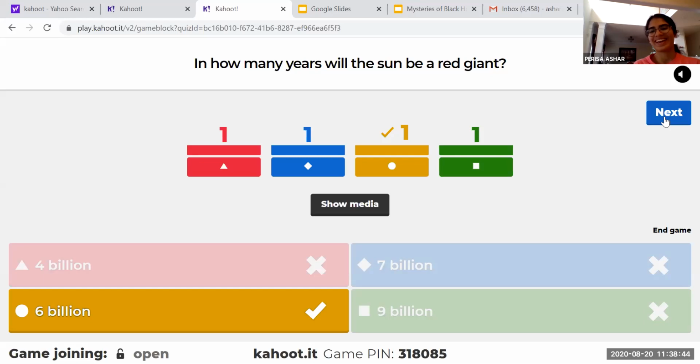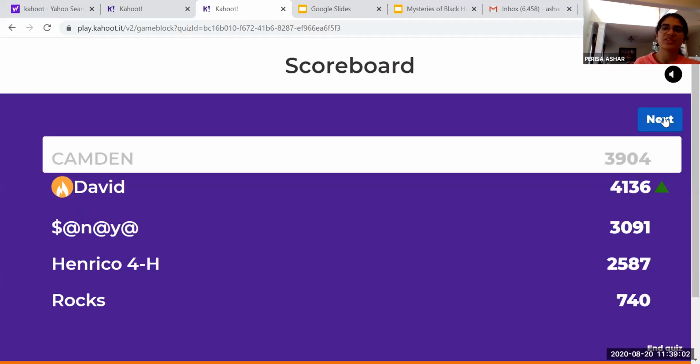Okay, so again, a lot of you put an answer for each option, which is kind of interesting, but it will be 6 billion years. So our sun's predicted to last 6 billion years until it finally becomes a red giant. Right now it's a main sequence star. So this is quick information. Good job, David, for getting that correct.